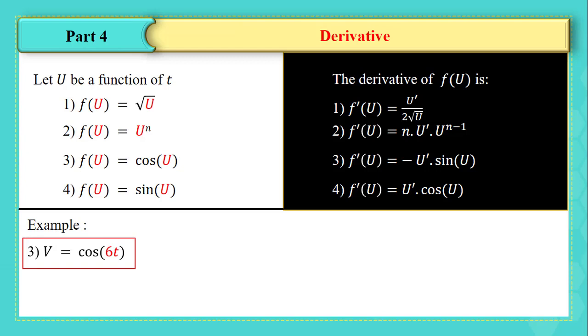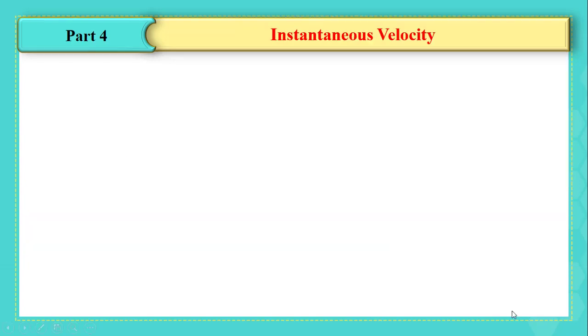Example number 3. V is equal to cosine 6t. V is equal to cosine u, where u is equal to 6t, and u prime is equal to 6. Therefore, v prime will be equal to minus 6 sine 6t.